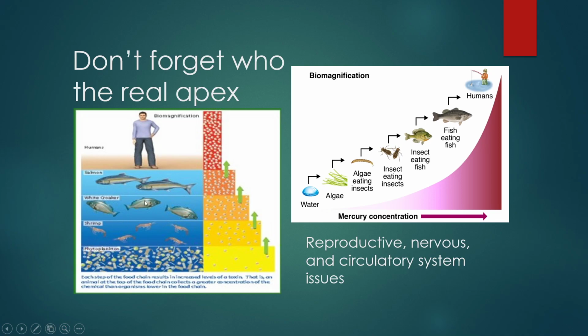Then salmon eat those smaller fish to sustain themselves, and we eventually eat the salmon. So we're getting higher levels of that toxin, even though we're not eating, say, the phytoplankton. That biomagnification is causing higher and higher levels as you move up in the food chain. Another example here is mercury concentration in water, which is taken in by algae, which is taken in by algae-eating insects, which is taken in by insect-eating insects, which is then taken in by insect-eating fish, fish-eating fish, and finally humans, where now the mercury concentration continues to rise because of that biomagnification.